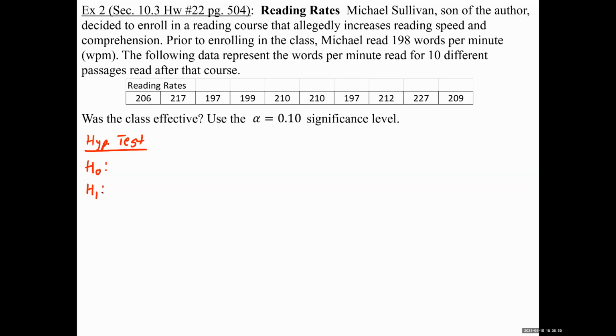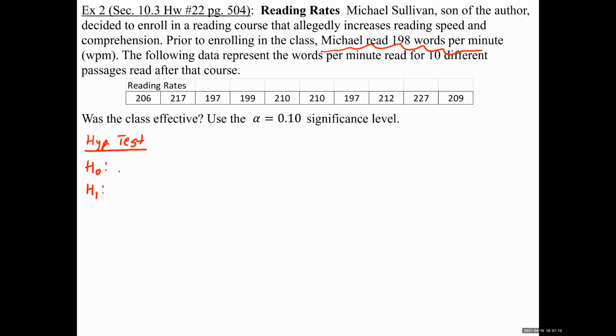Prior to the class, Michael read 198 words per minute. What does that mean, he read 198 words per minute? Does that mean every single minute he reads exactly 198 words? No. It means on average he reads 198 words per minute. So a reading rate is an average. If you read for a lot of minutes, he's reading on average 198 words per minute. So this is an average problem.